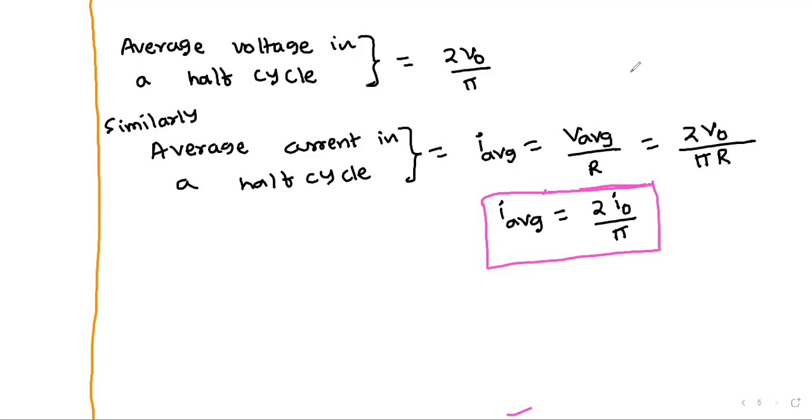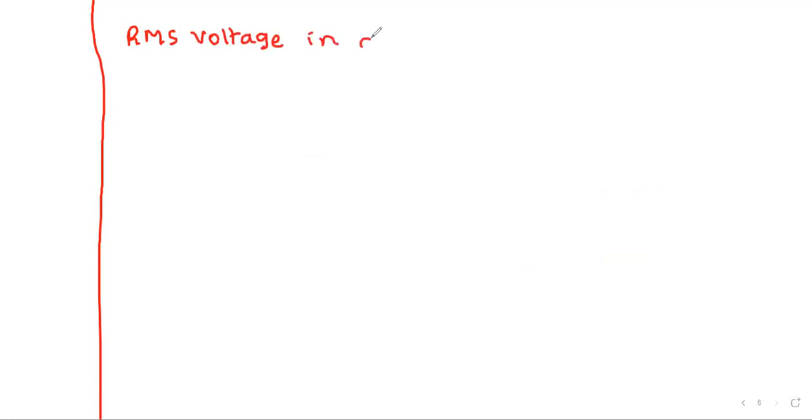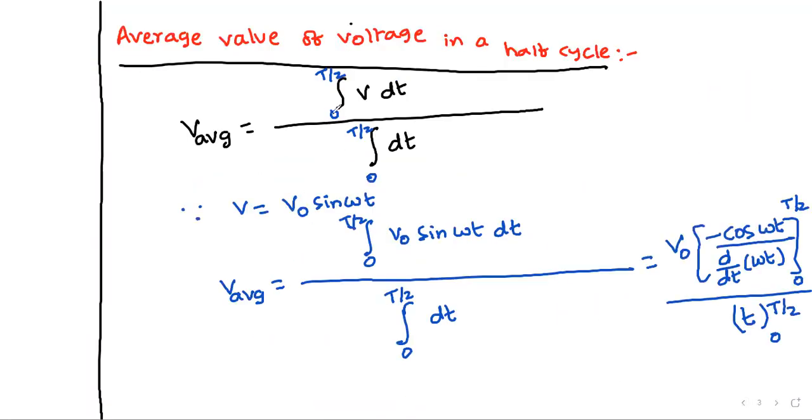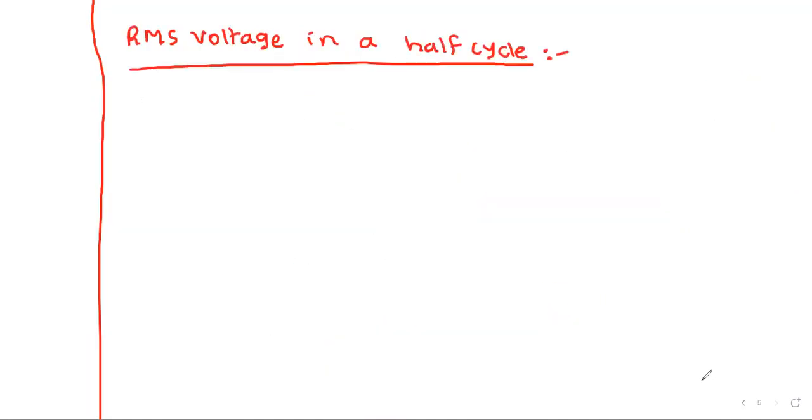Next, I'll go to the RMS value of voltage in a half cycle. RMS means root mean square. And remember that since we are finding for a half cycle, we are keeping the limits from 0 to t by 2. You can see here 0 to t by 2.